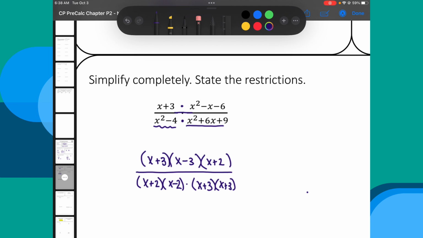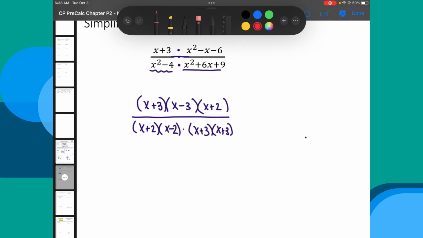Any of the factors that are the same in the numerator and denominator can cancel out. So this numerator with this denominator, and then we also have this numerator factor with this denominator factor.